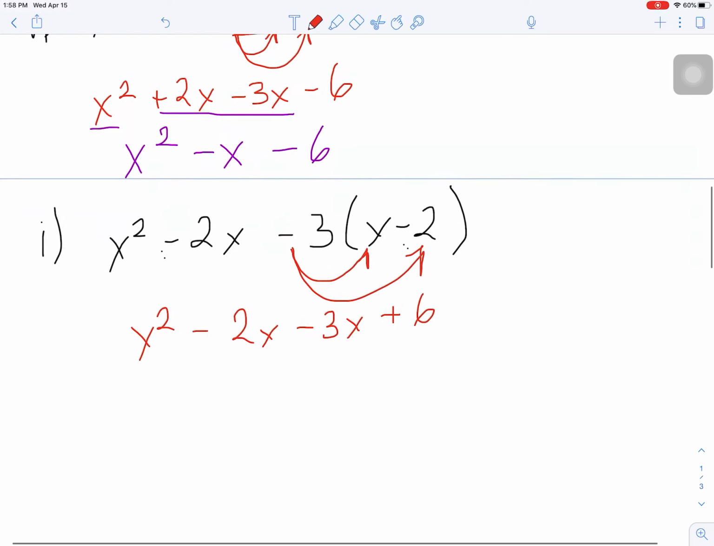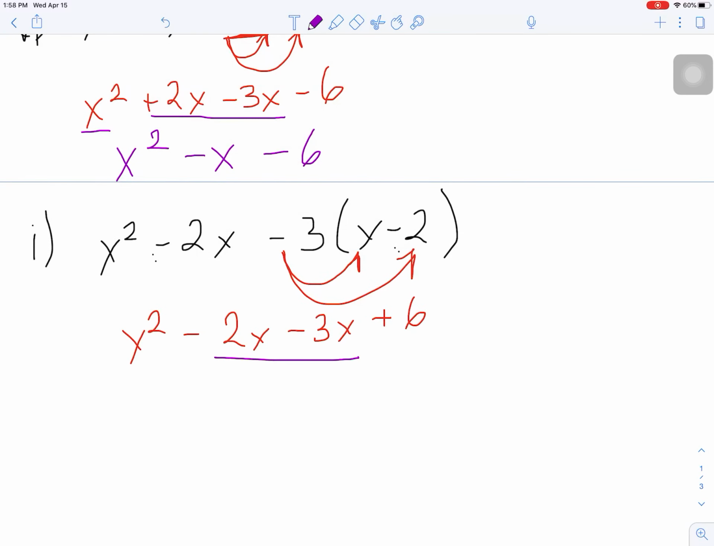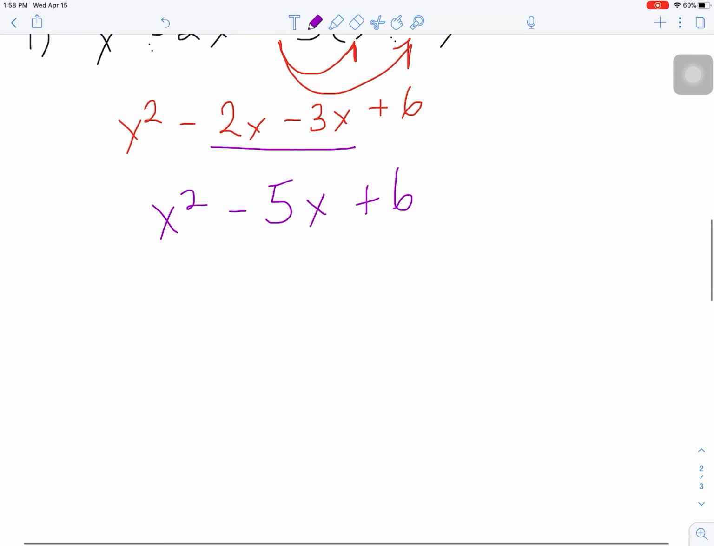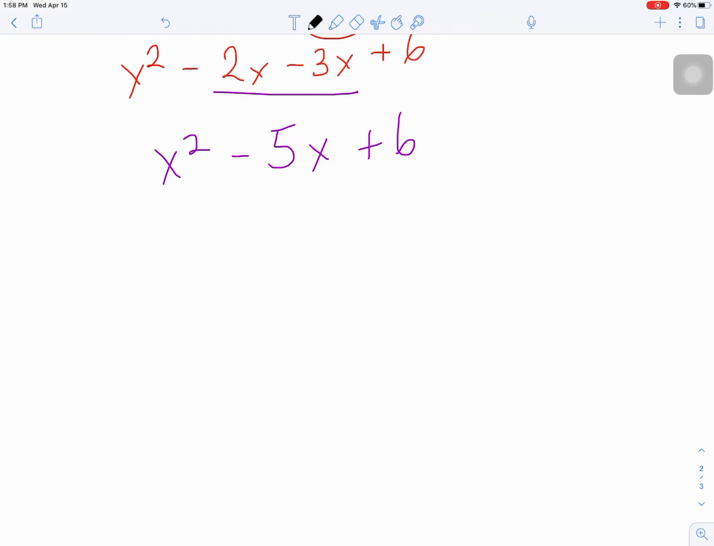Okay, the rest we can keep down here for now. And now we have to focus on our like terms. So if we're looking at like terms, we're at negative 2x, we subtract another 3x, so we get x squared, subtract 5x plus 6. You see quite a different answer than the other one once you switch the positives and the negatives around from one question to the other. So remember to follow those positives and negatives all the way through.